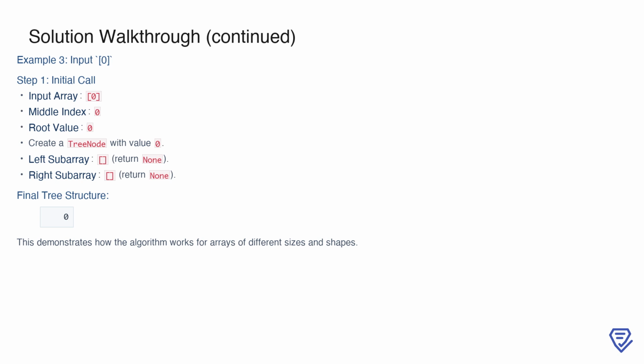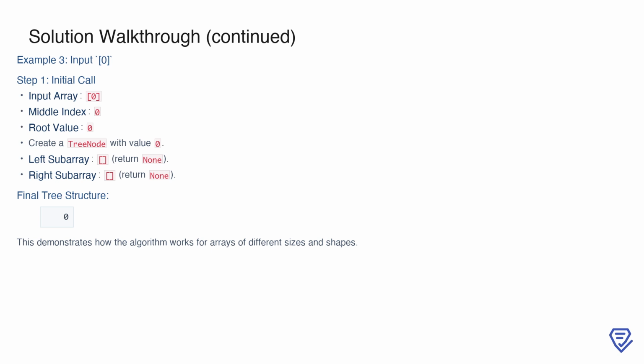Our final example demonstrates the simplest case, where the input array is 0. The middle index is 0, and the value at this index is 0, which becomes the root of the tree. We create a tree node with this value. Since there are no elements before or after index 0, both the left and right subtrees for this node will be none. The final tree structure is just a single node with value 0.